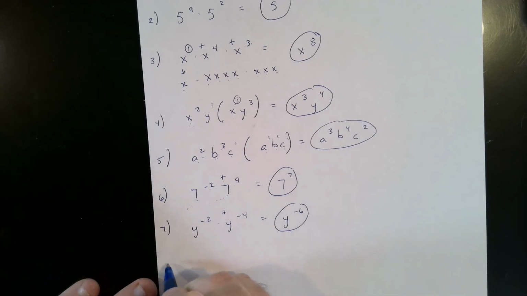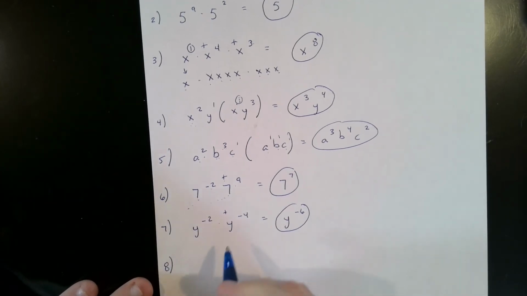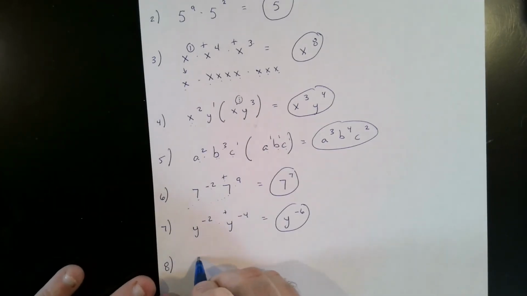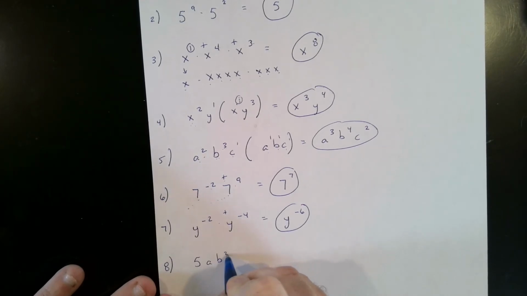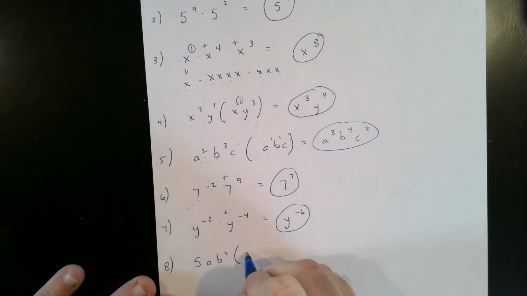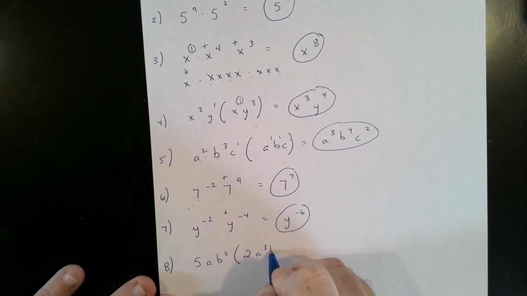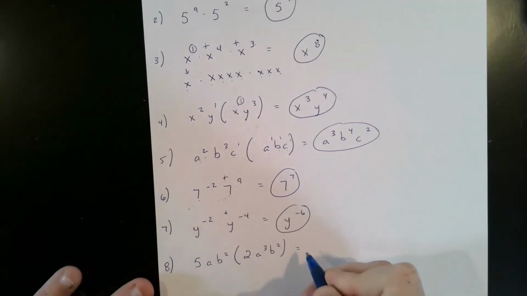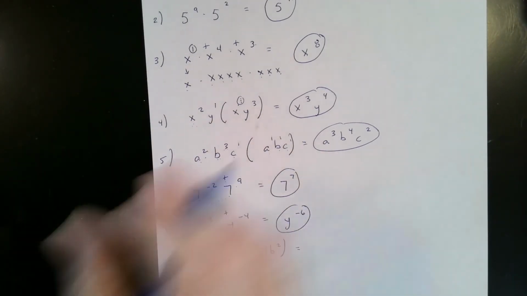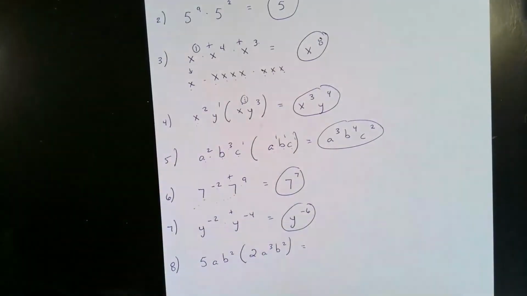Alright, let's take this and move on from here. Let's say now you have 5ab, and we want to times that by 2a to the third, b to the second. So now we're looking at a harder one. Okay?